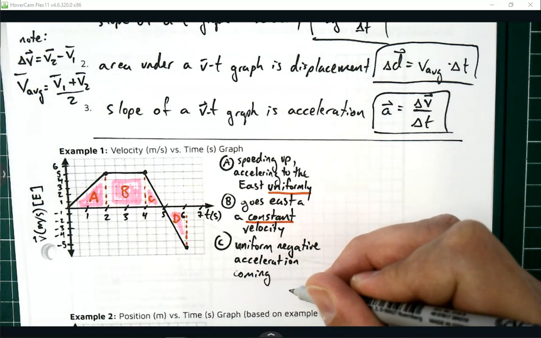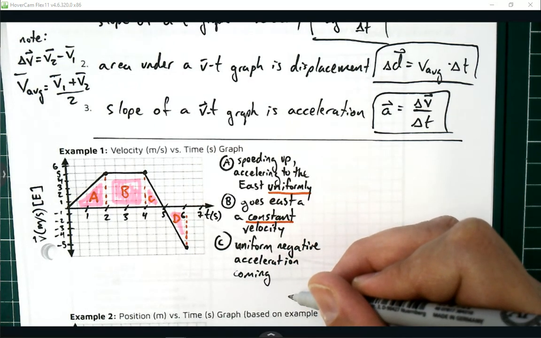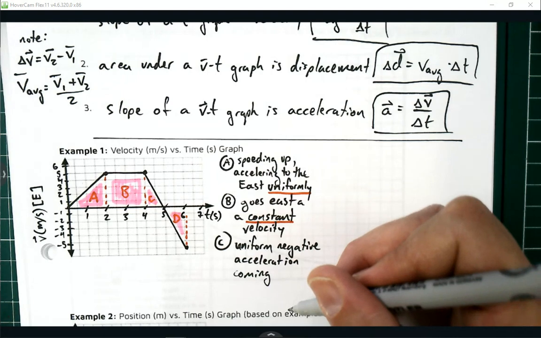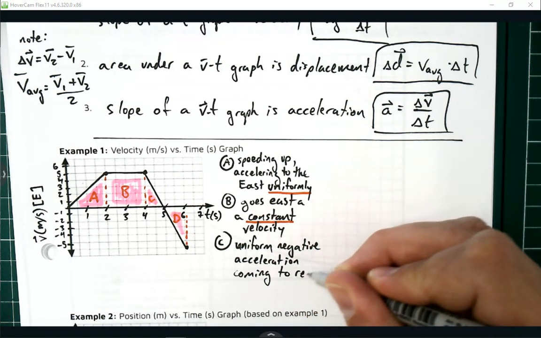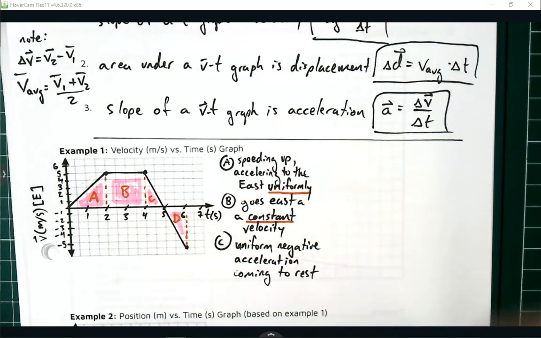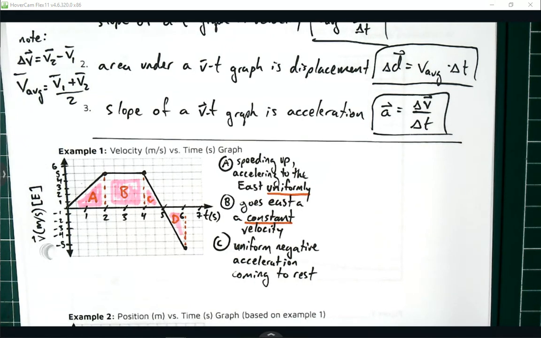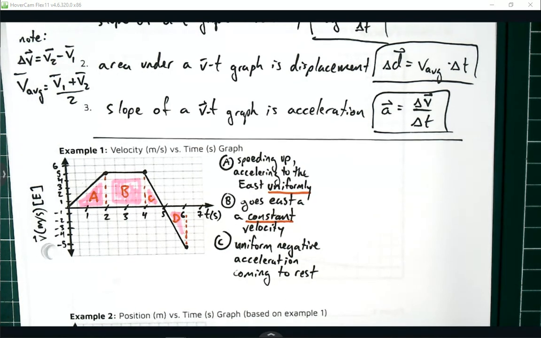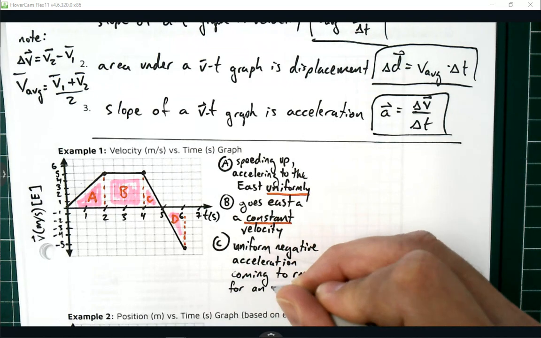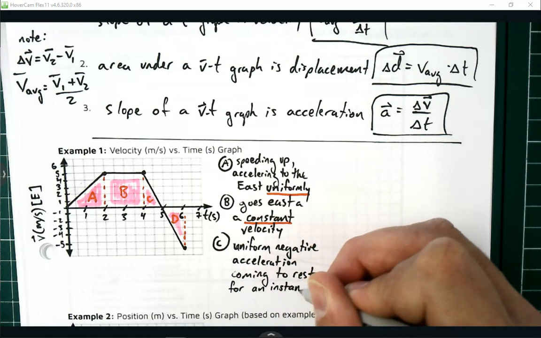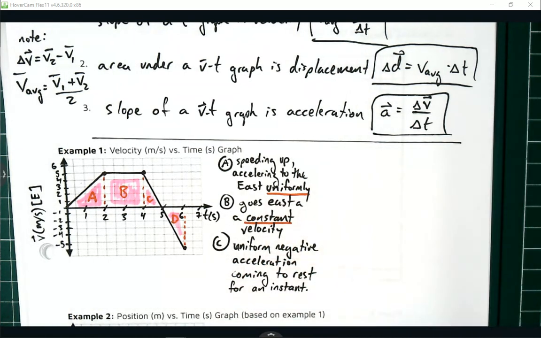And you know what? Instead of saying coming to a stop, I'm going to use one of the other common words that people use, coming to rest. But does it stay at rest for a long time? So I'm just going to say it comes to a rest for an instant, because it's not actually going to stop there for any duration of time. Instantaneous stop.